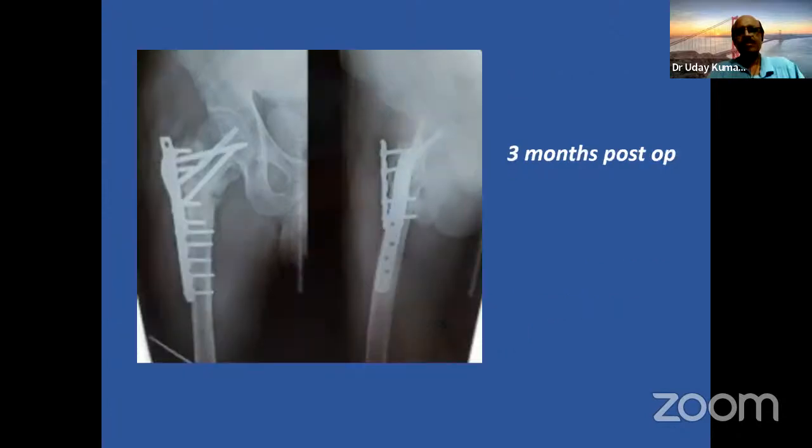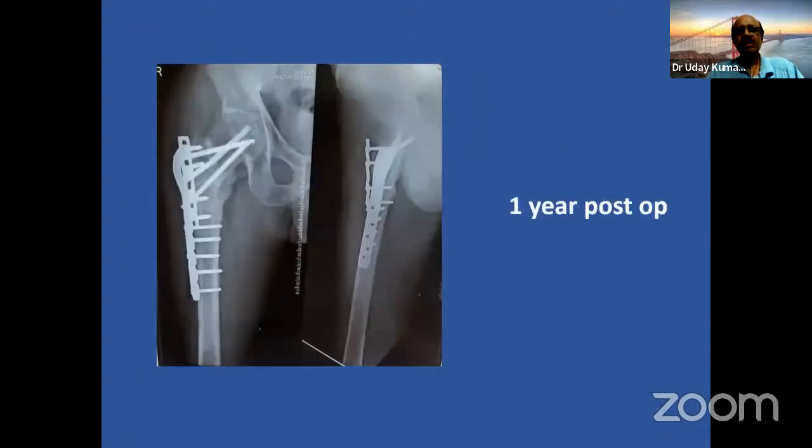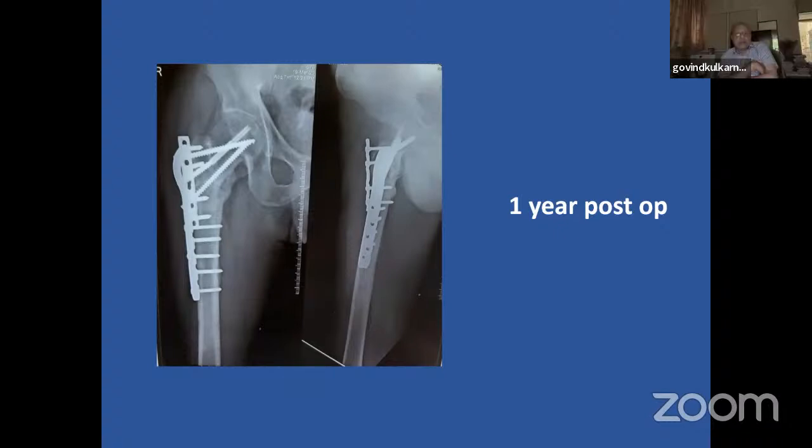So this was at 3 months post-op, and he has been on a walker, walking with gradually increasing weight bearing. This is at 1 year post-op. And now we have seen him up to 4-5 years. He has no pain. He's walking comfortably. Until about 5-6 years now, no problem. This is the result of the patient, and he's walking about comfortably.